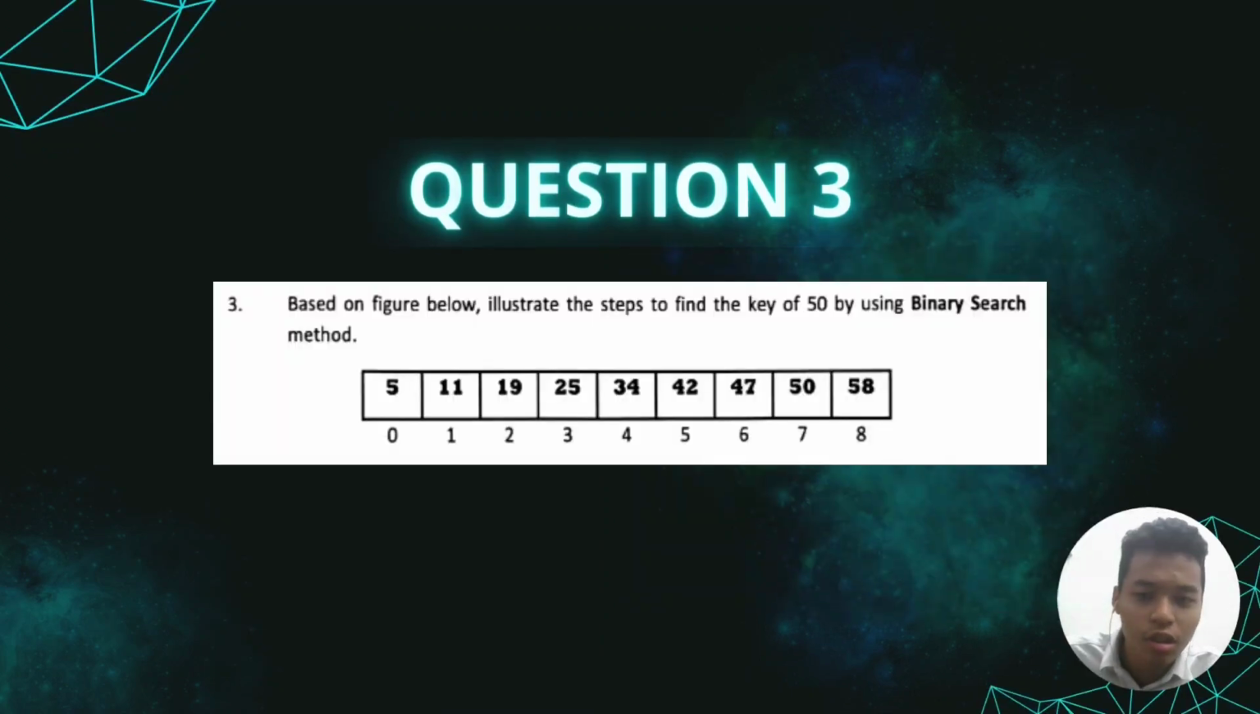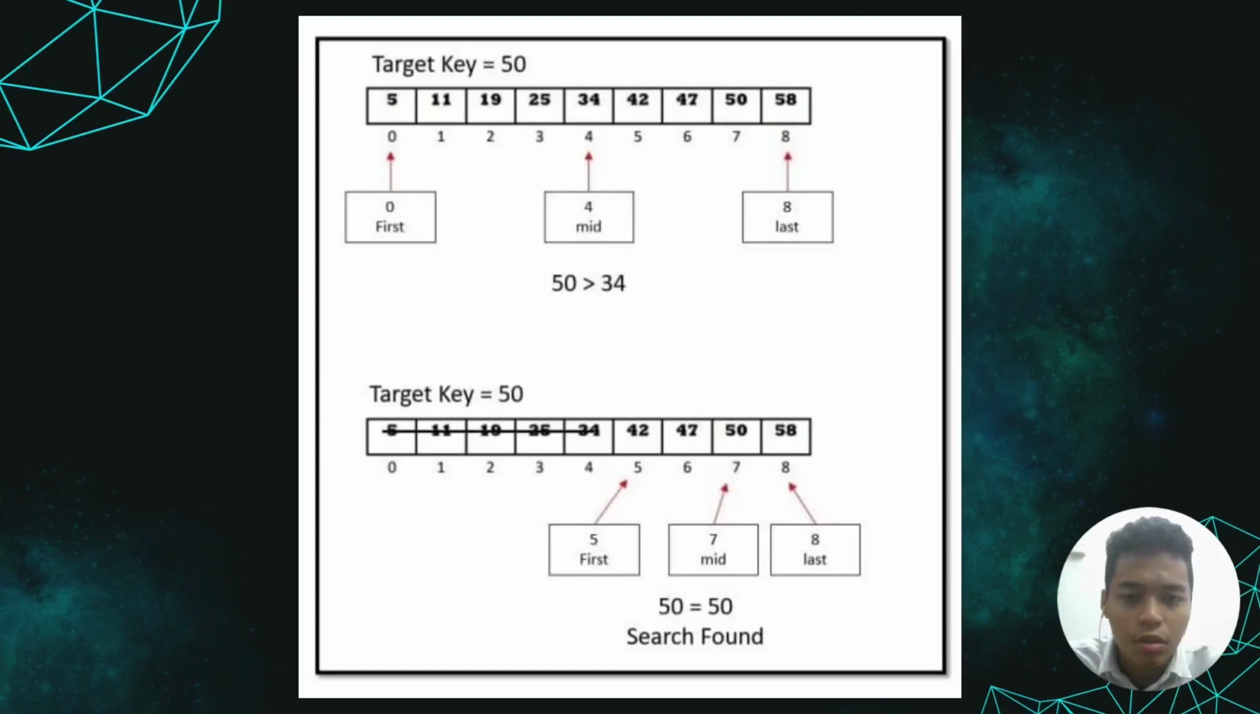So the next question is, based on the figure below, illustrate the steps to find the key of 50 by using the binary search method. For the first step, we have to know the first, the mid and the last of the keys. The first one is 0, the middle is 4, and the last one is 8.